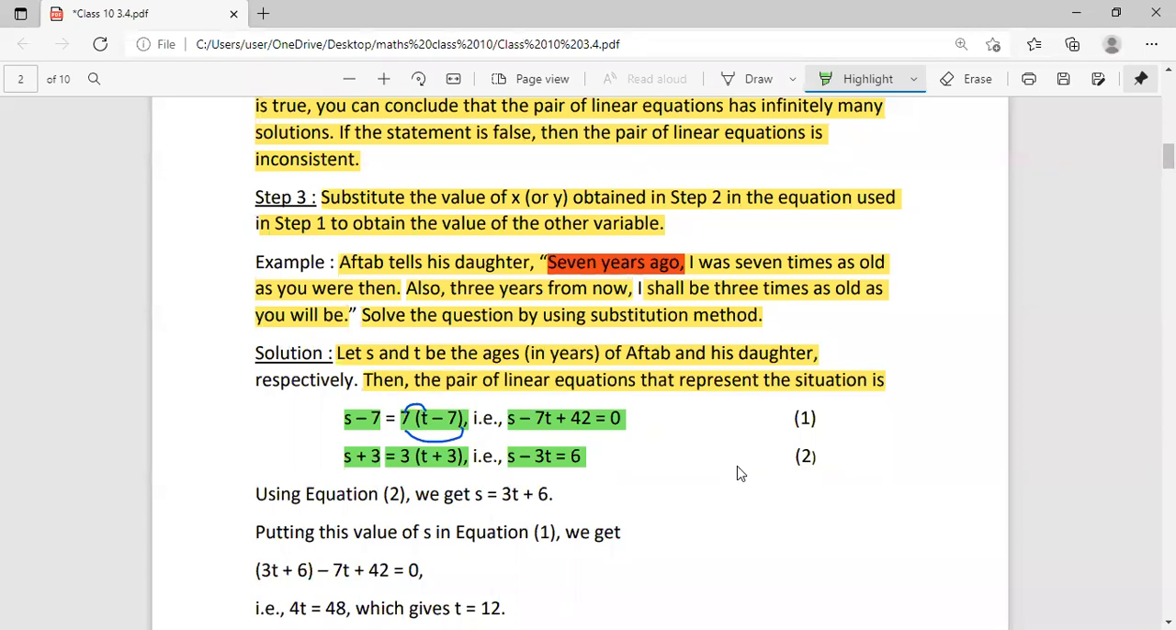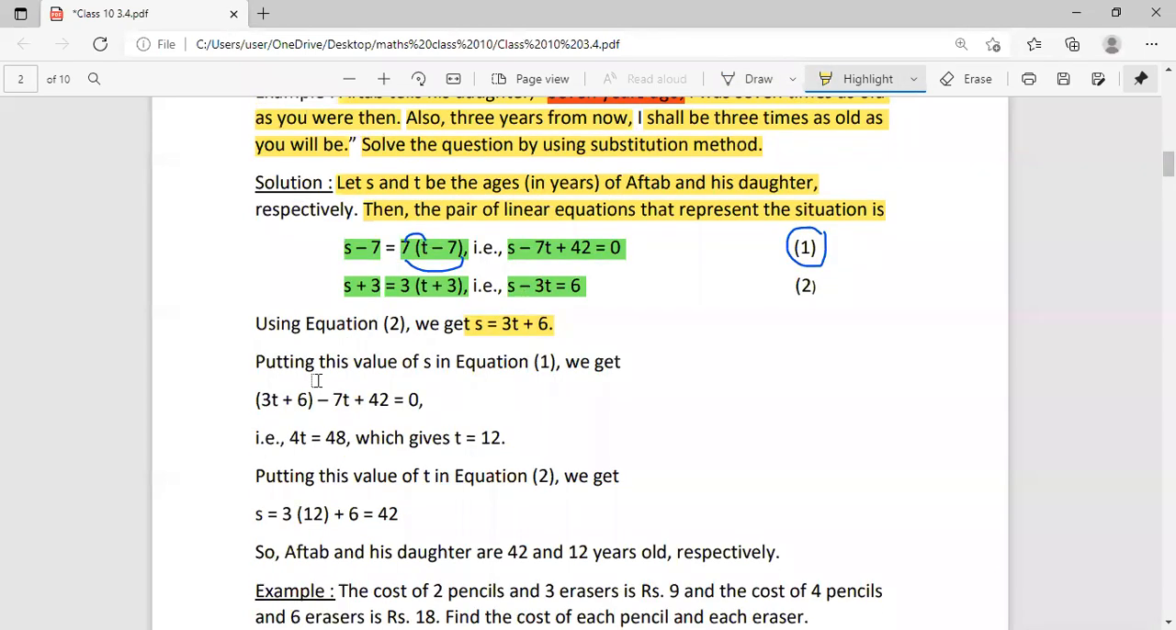See, in the next step, from this equation 2, we can write S is equal to 3T plus 6. We are just taking minus 3T to the right hand side. Now we can substitute the value of S in equation 1. That is, S is equal to 3T plus 6, so we are writing 3T plus 6 minus 7T plus 42 is equal to 0.